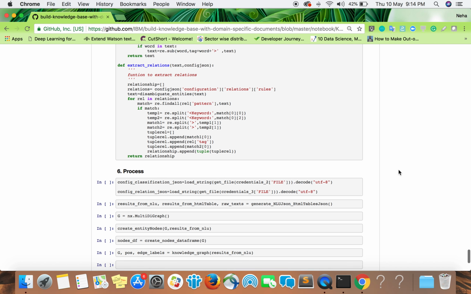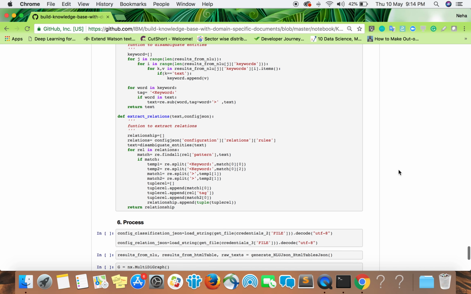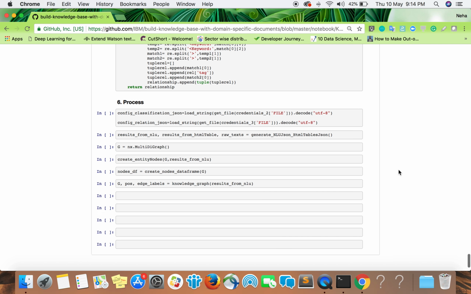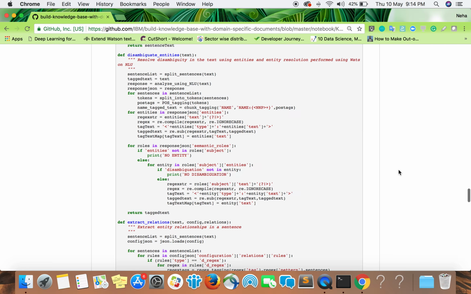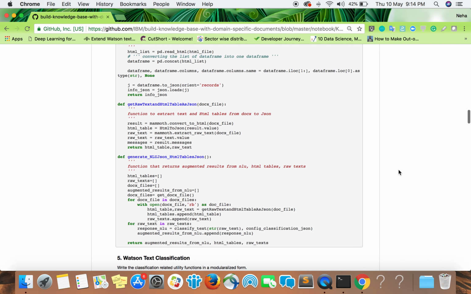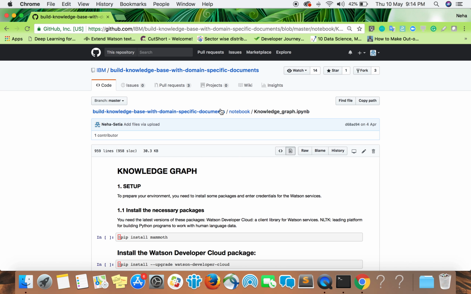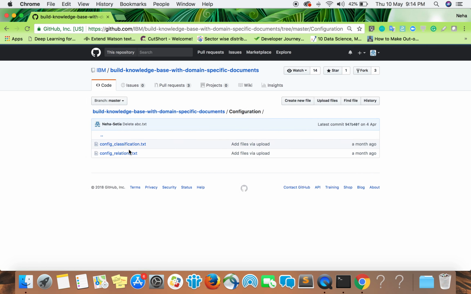We get a knowledge graph. We have written functions to disambiguate the entities and build the knowledge graph. You just have to run the notebook and you'll get the results. If you want to tweak this code pattern as per your domain, you just have to make some changes in the configuration files here, config_classification.txt and config_relations.txt. Thank you.